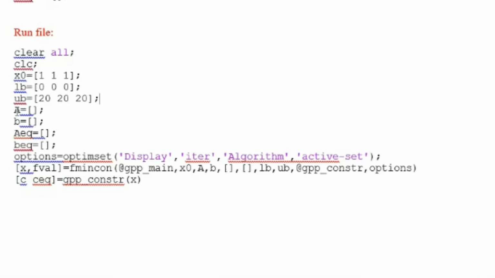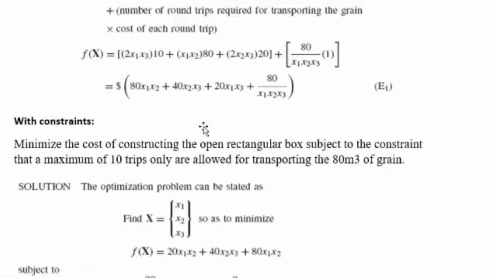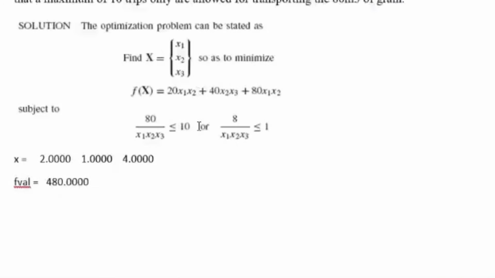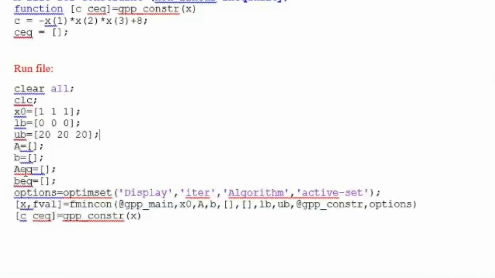So these two are related to linear inequality type. Then these two represent the linear equality type matrix, and since these are not there, no linear inequality and equality, we can simply put empty square brackets for all these four things. That is matrix A and matrix AEQ, vector B and vector BEQ.